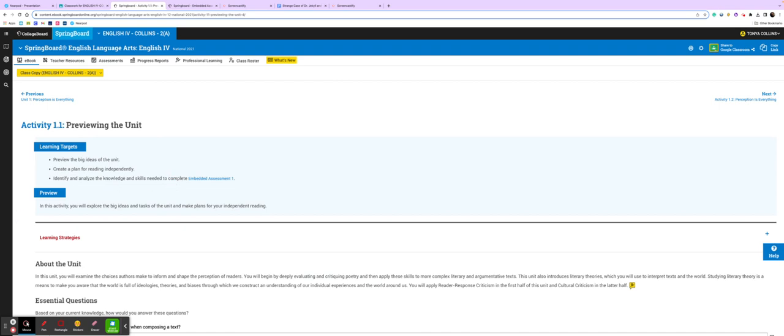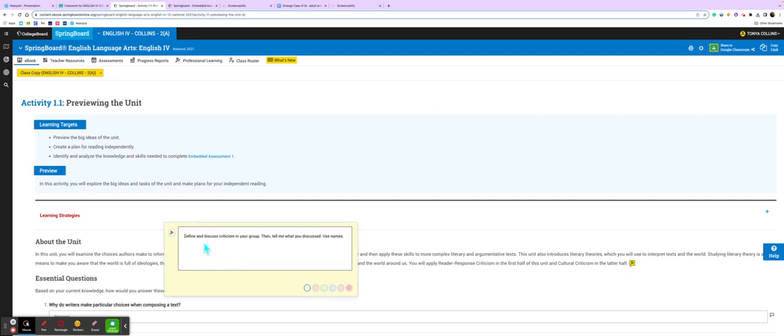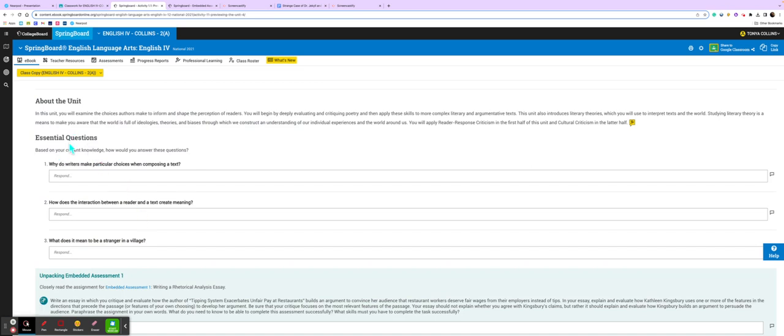The first thing I want you to do is please read the learning targets in your group. Then I want you to read about the unit silently and then answer this question here. Define and discuss criticism in your group and then tell me what you discussed. Use names. Then I want you to think, pair, share, discuss with your group. Questions 1, 2, and 3.